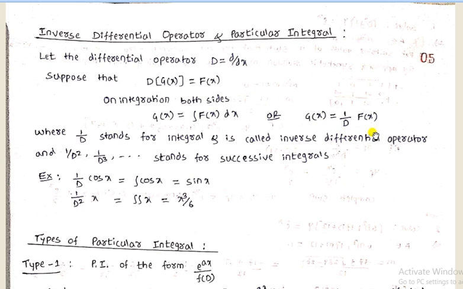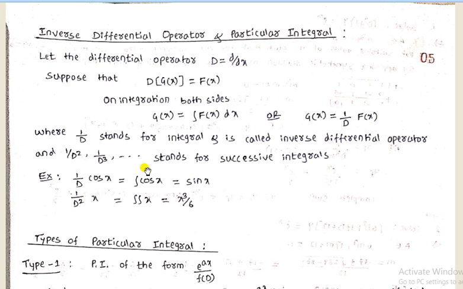This is called the inverse differential operator. Then 1 by D square denotes integrating the function 2 times, 1 by D cube denotes integrating the function 3 times, and so on up to n times. For example, 1 divided by D of cos x means integrate cos x one time; the integration of cos x is sin x. For 1 by D square of x, 1 by D square means double integration of x. The integration of x is x square by 2, and the second integration is x cube divided by 6.